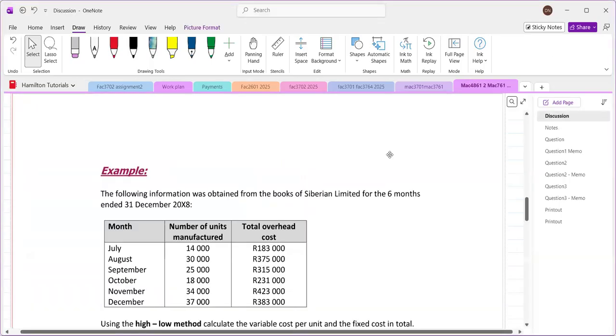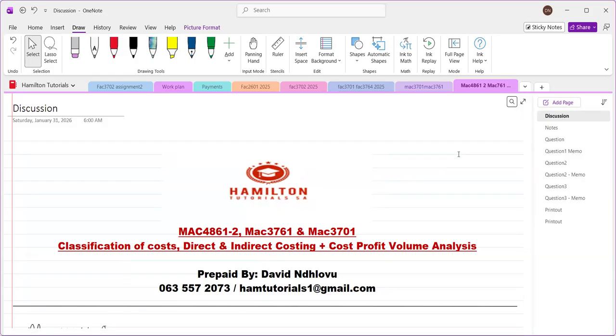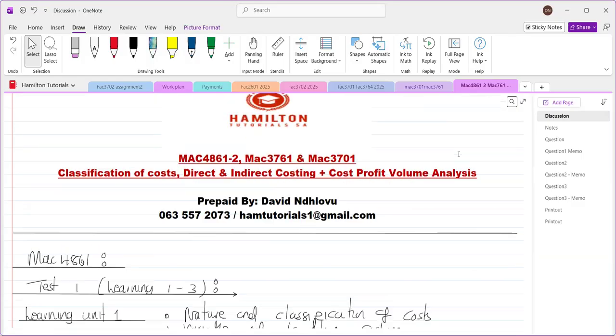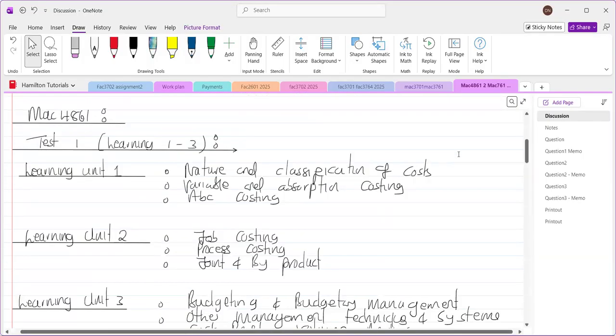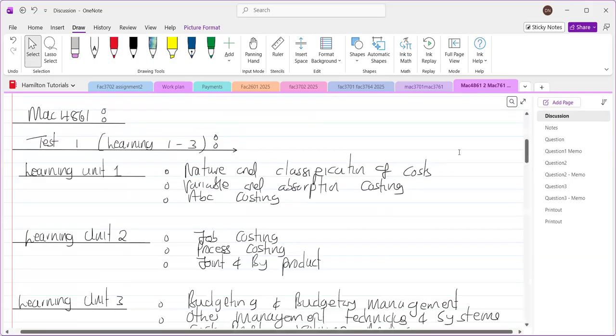Right. So I want to highlight, especially for the CTA, but I need help from the CTA guys and the MAC 3761. I want to know from your starting information which topics you are going to be starting with in terms of test number one. The information that I'm giving you, I took it from the 2025 study guides. Sometimes they do change and switch up and start with finance instead of costing.